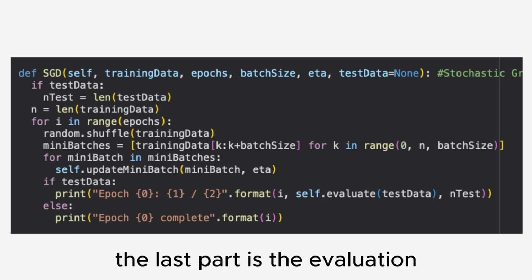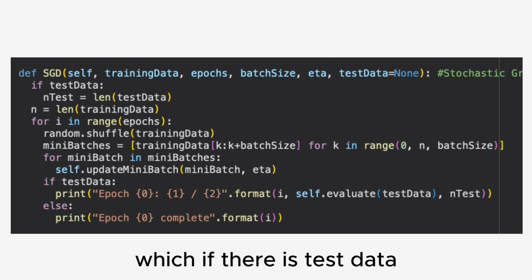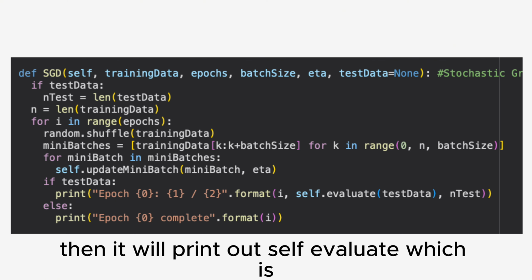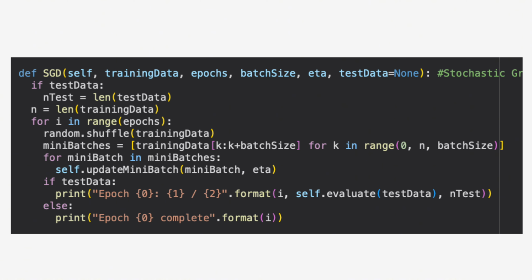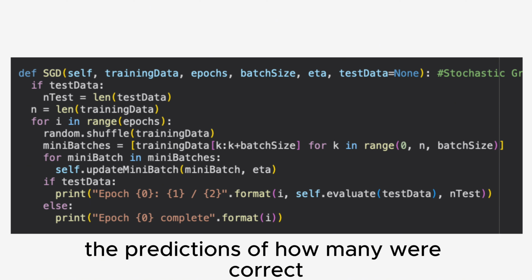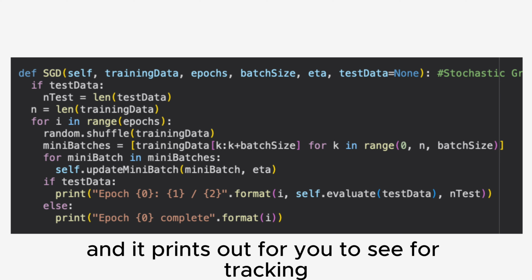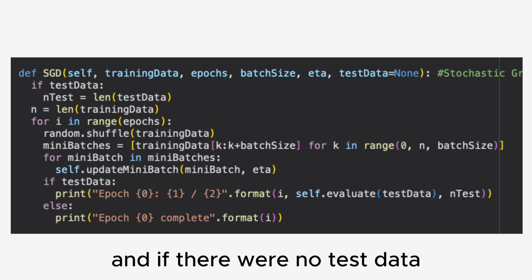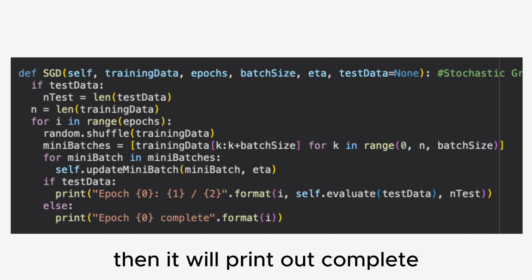The last part is the evaluation, which if there is test data, then it will print out self-evaluate, which is the predictions of how many were correct, and it prints out for you to see for tracking. And if there were no test data, then it will print out complete.